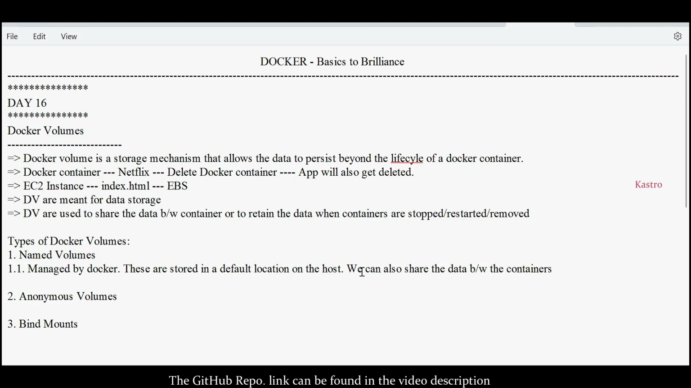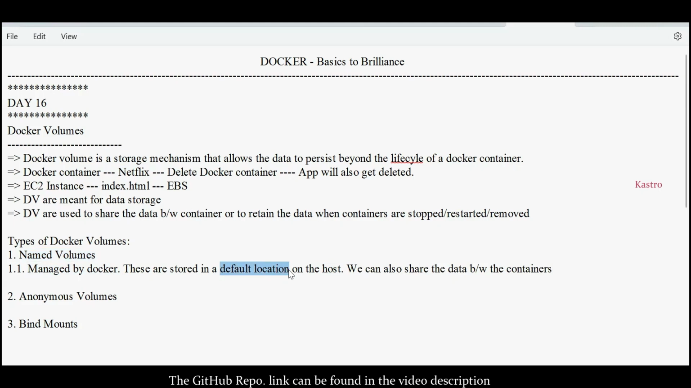That's typically about named volumes. When you give a specific naming convention to a Docker volume, that's called a named volume. And these named volumes are managed by Docker, and are typically stored in a default location.